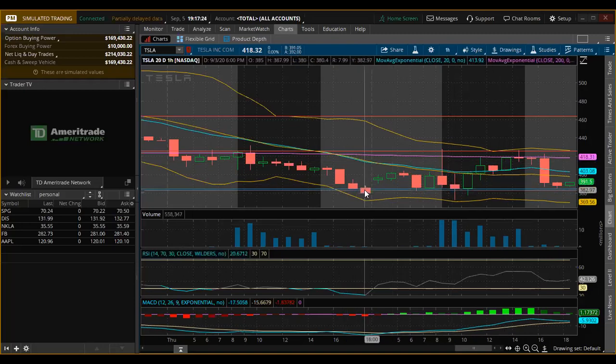And I wouldn't worry about this because it's a real small candle. Nothing really happened with that one, and it pushed right back up. But this is where it's coming to. It's coming to this line. So Tesla is playing around with 384.